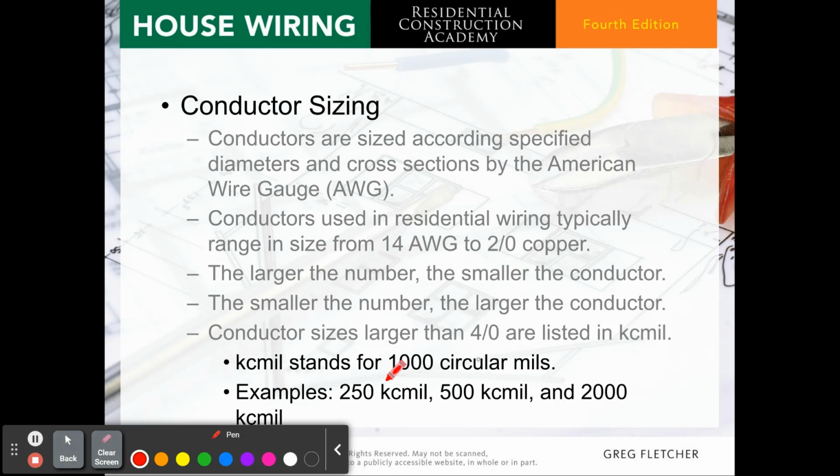If the conductor size is larger, then that'd be a quad-aught, 4-aught, or listed in KCMIL. KCMIL stands for 1000 circular mils. Examples are 250 KCMIL, 500 KCMIL, and 2000 KCMIL.